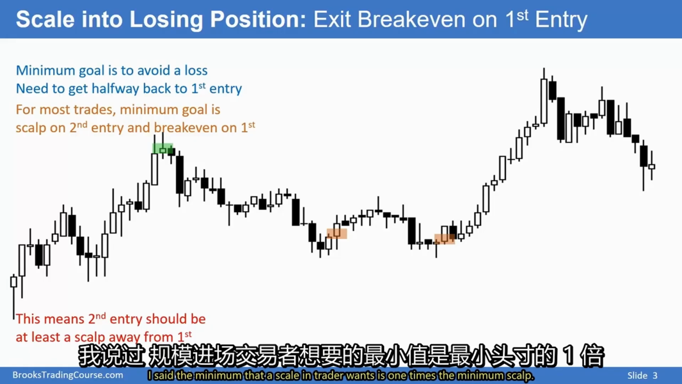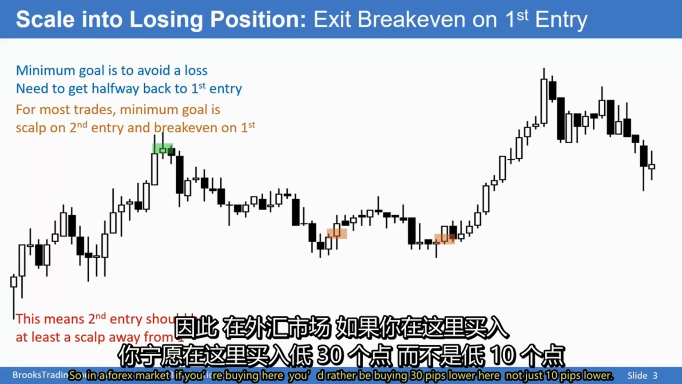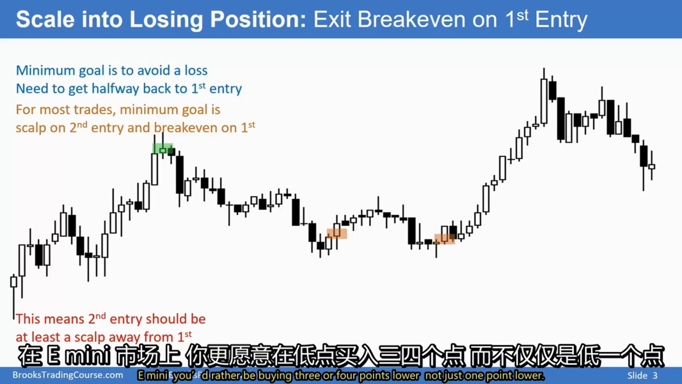I said the minimum that a scale-in trader wants is 1 times the minimum scalp. Ideally, you want your second position to be 2 or 3 times greater than the minimum scalp. So in a Forex market, if you're buying here, you'd rather be buying 30 pips lower here, not just 10 pips lower. E-mini, you'd rather be buying 3 or 4 points lower, not just 1 point lower.